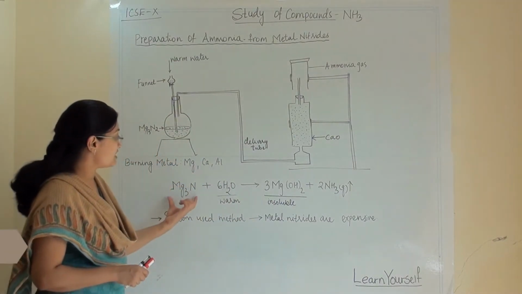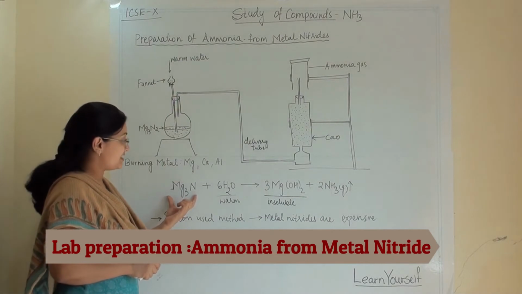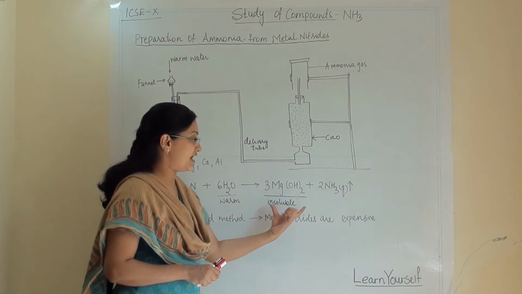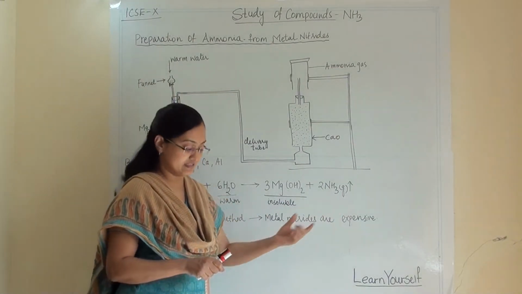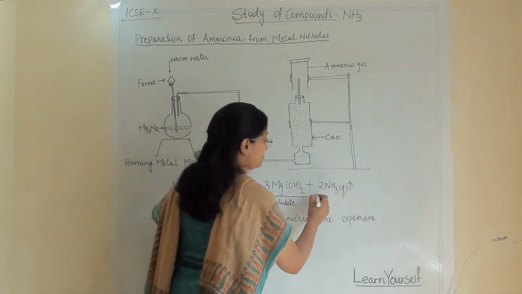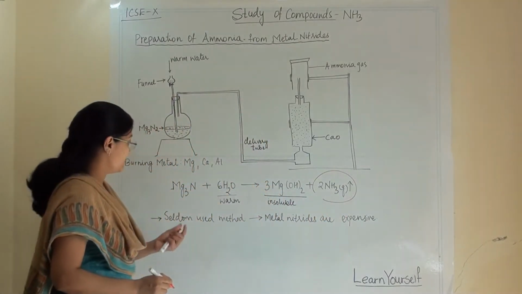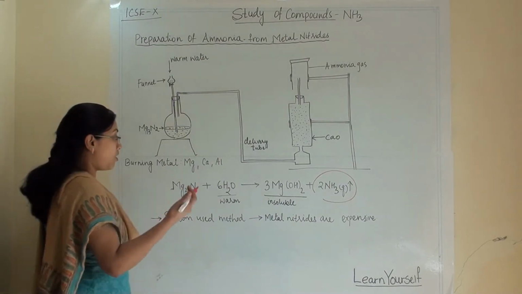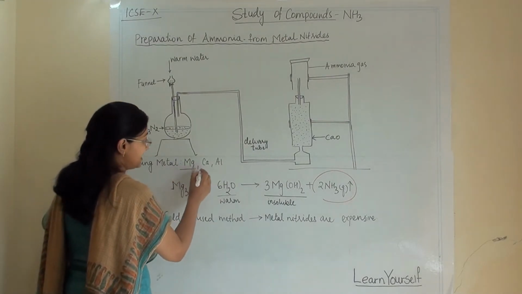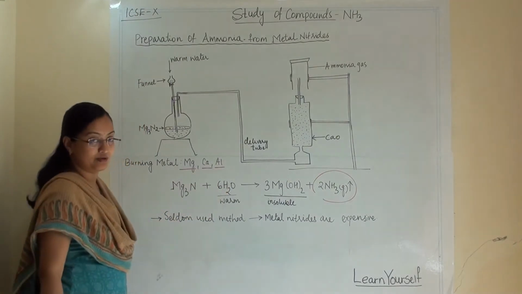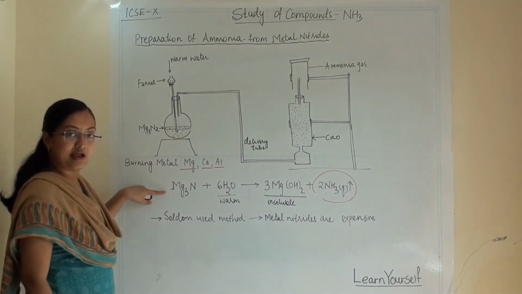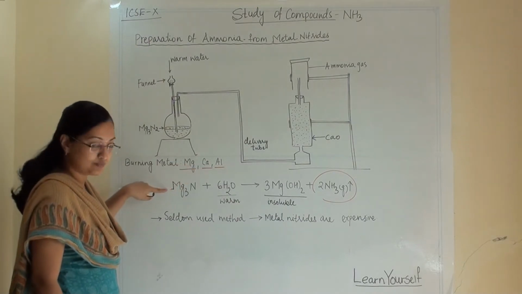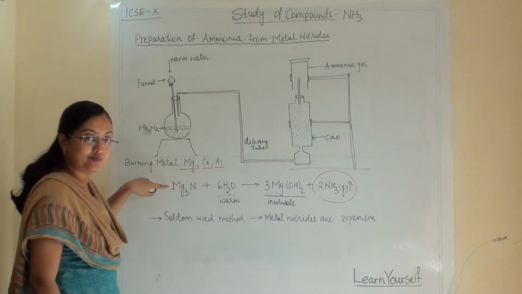Here we are using metal nitride, and metal nitride will react with warm water and give us metal hydroxide and ammonia gas. This is our desired product, that is ammonia gas. So which metals can be called active metals? Magnesium, calcium and aluminium. Their respective nitrides we are taking here: magnesium nitride, calcium nitride, or aluminium nitride.